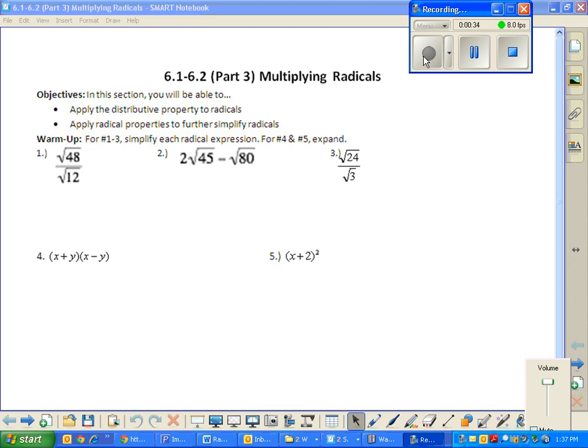So today's topic, like I said, is multiplying radicals. Before we jump on into it, let's review a little bit about what you've done with radicals so far in this chapter, and then I wanted you to review a little bit about FOIL and the distributive property within the context of number 4 and number 5. So I'd like you to go ahead and take a few minutes to respond to those questions for me.